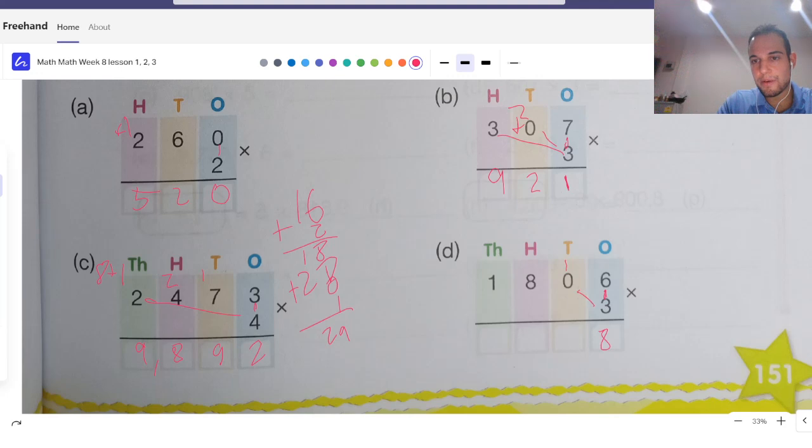Next is 3 times 6 is 18. 3 times 0 is 0, plus 1 is 1. 3 times 8 is 24. So 4 here, carry the 2. 3 times 1 is 3, plus 2, 5. 5,418.